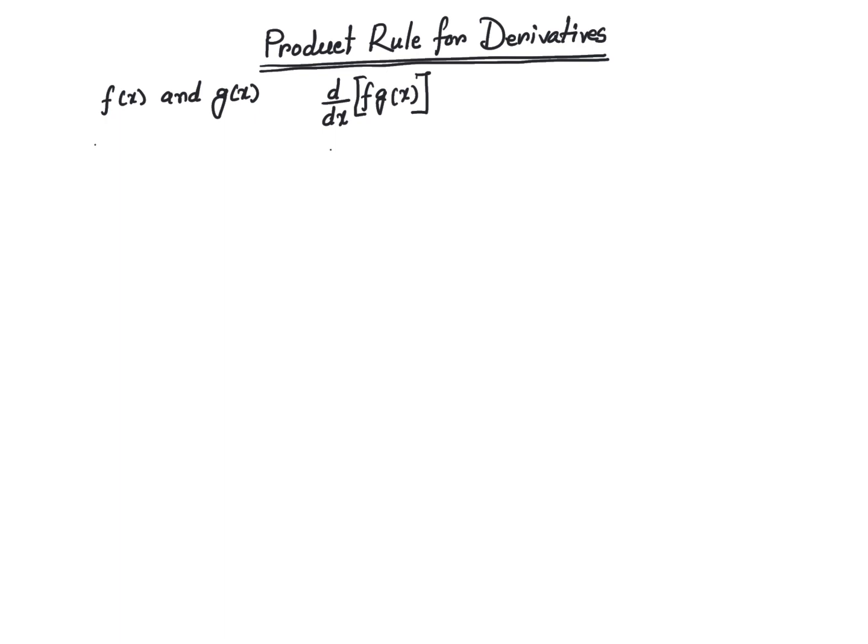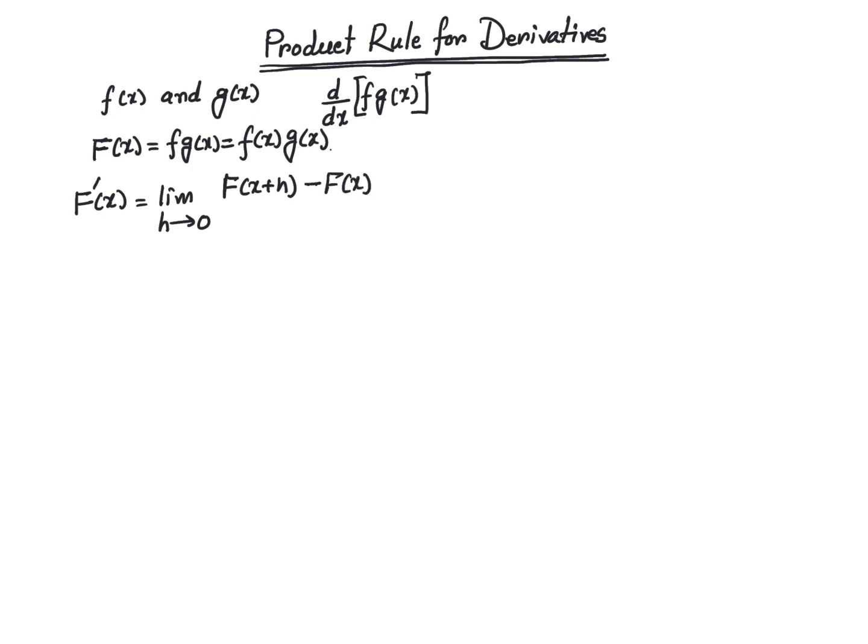Now let me go ahead and define a new function, uppercase F of x, which is, by the way, f times g of x. And as you know, the definition of a product of functions is f of x times g of x. Now I'm going to apply the derivative's definition. F prime of x is going to be the limit as h approaches 0 of F of x plus h minus uppercase F of x, all of it divided by h.